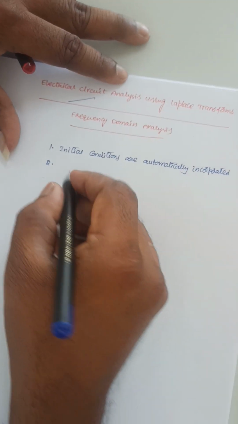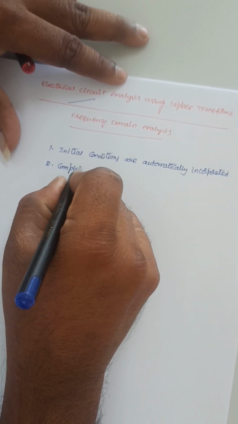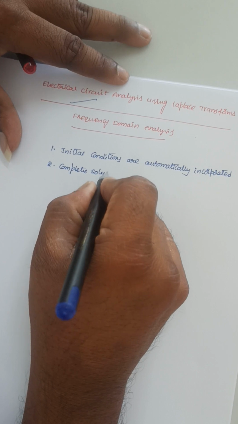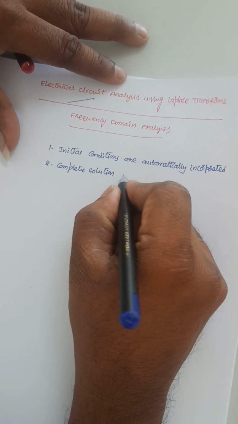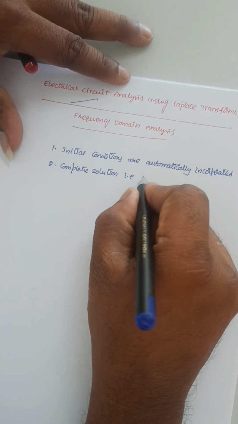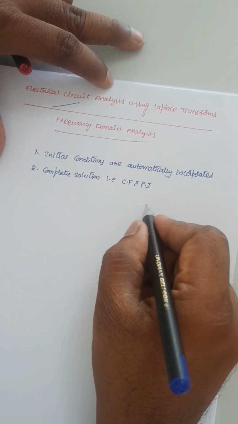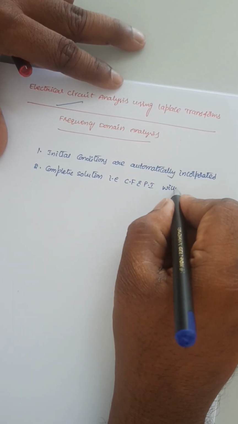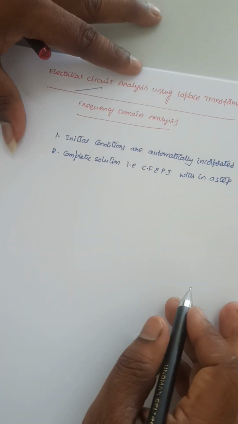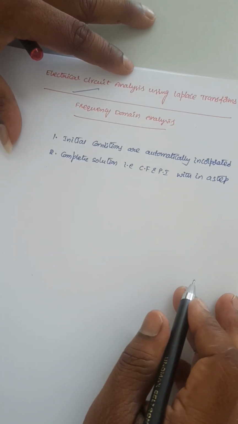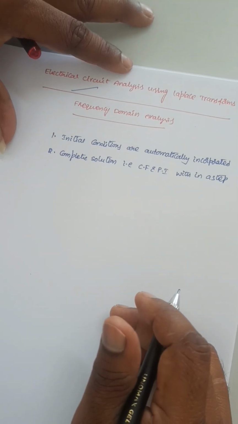The second one is the complete solution, which we can get within a step. Complete solution means both the complementary function and the particular integral. We can get these two things within a step. So these are the main advantages of this Laplace transform approach, or frequency domain analysis, to analyze these electrical circuits.